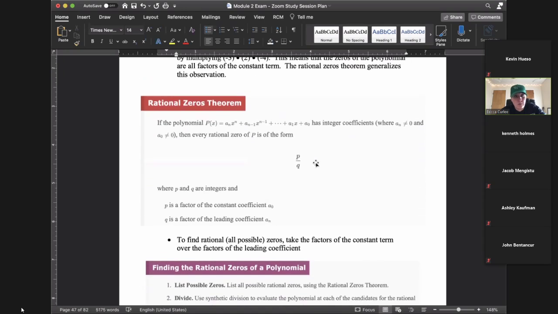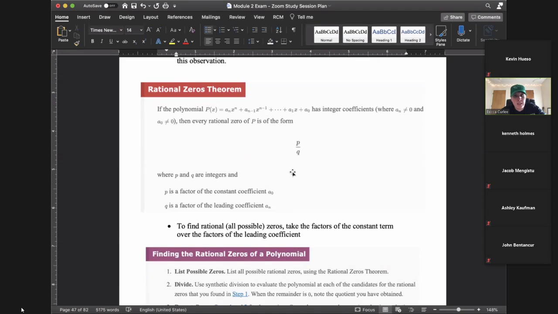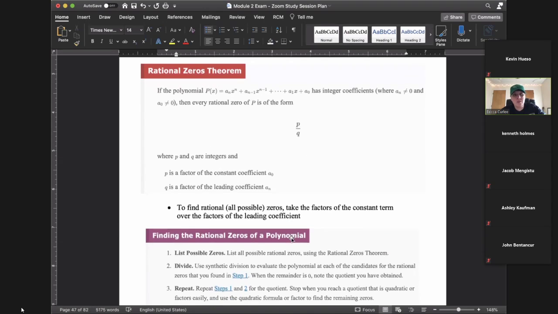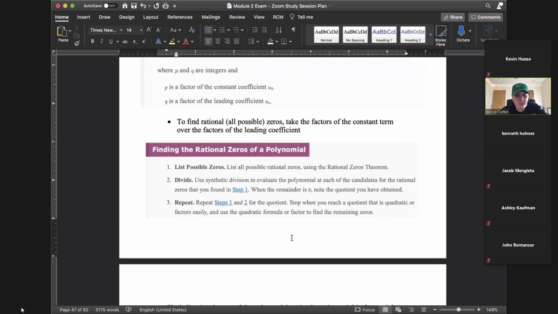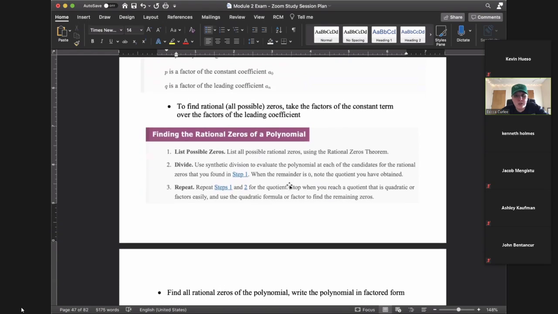So let's see here, rational zeros theorem. This is when we find all the rational or possible zeros: take the factors of the constant term over the factors of the leading coefficient. That's what we do when we're doing synthetic division. So finding the rational zeros of a polynomial, you list all the possible zeros using the rational zeros theorem. So you're taking the constant over the factors of the leading coefficient.